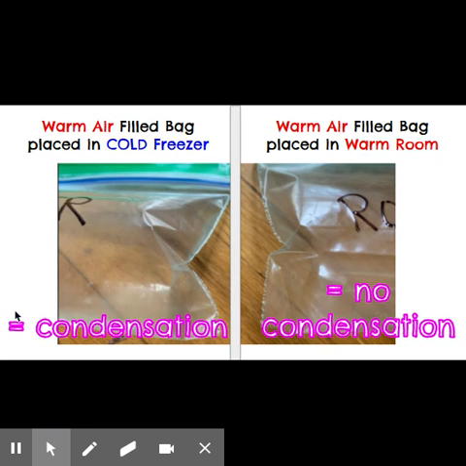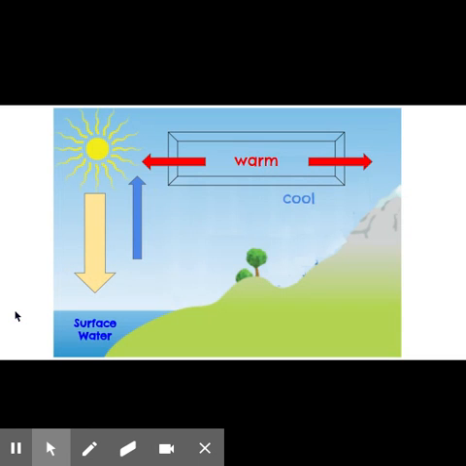So we kind of saw this idea happen with our experiment that we did 2 days ago, where we saw that if we blew warm air into a bag and we put it in the cold freezer, we saw condensation. Whereas if we blew warm air into a bag, and remember, in that warm air there's a little bit of water vapor, and left it in a warm room, there was no condensation. So when we looked at this image, because we had a warm air parcel and cold surrounding air, we got condensation, meaning we're going to get this condensed liquid water.